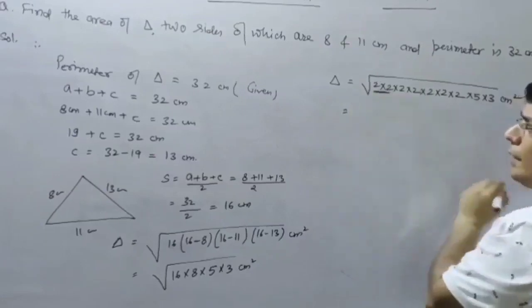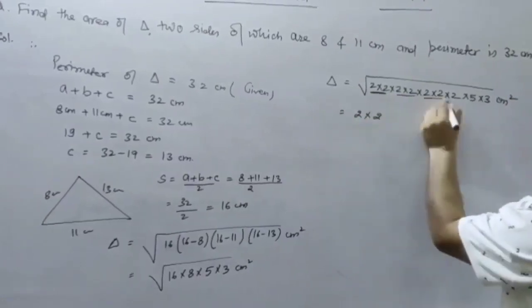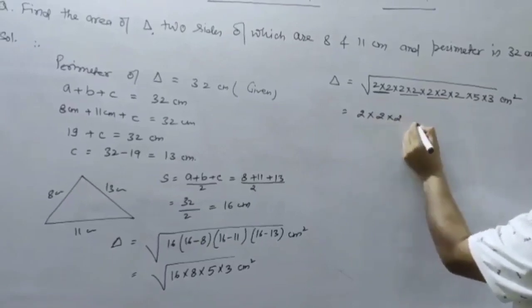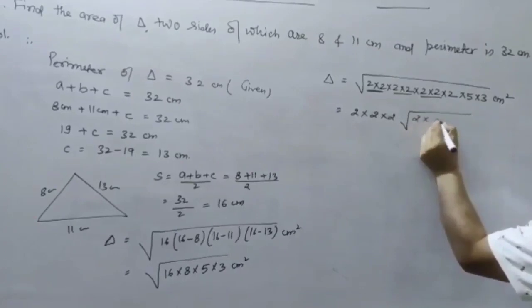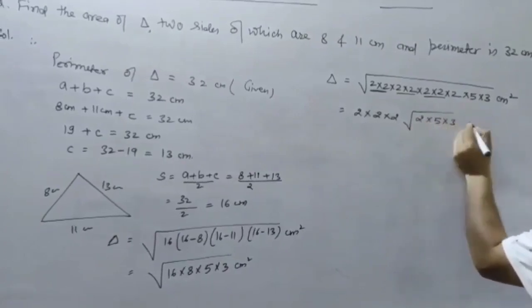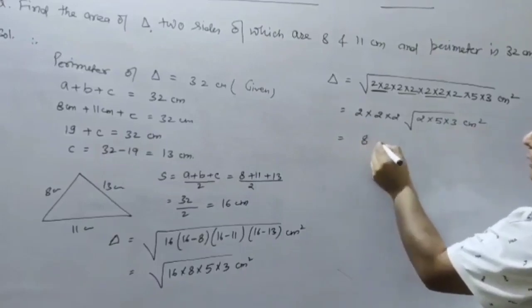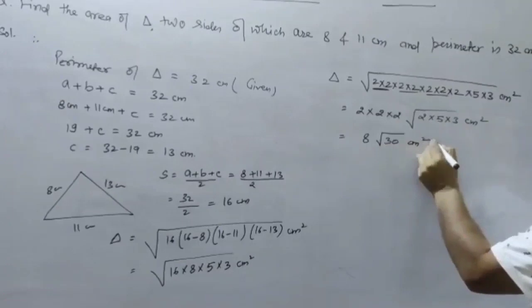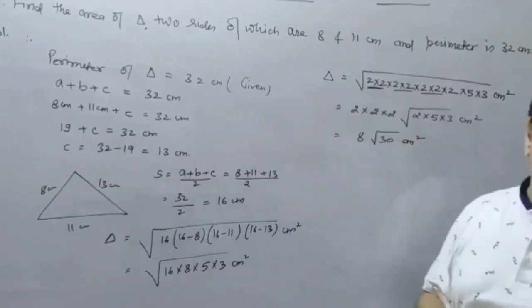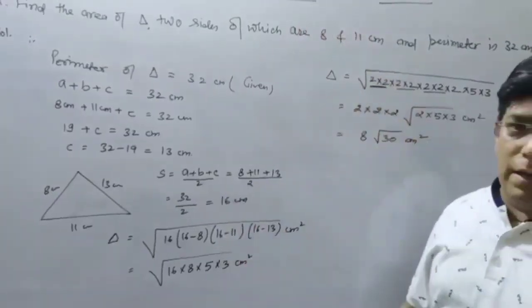Now ये सिंगल पेयर है, that means 2 रिमूव होगा, 2 बाहर आएगा, यहाँ से 2, ये अगेन 2, और इसका कोई पेयर नहीं है, so what we do, 2 into 5 into 3 will be inside the square root. It will be 8, 2 5 is 10 and 10 3 is 30, so answer will be 8 root 30 centimeter square, the area of this given triangle.